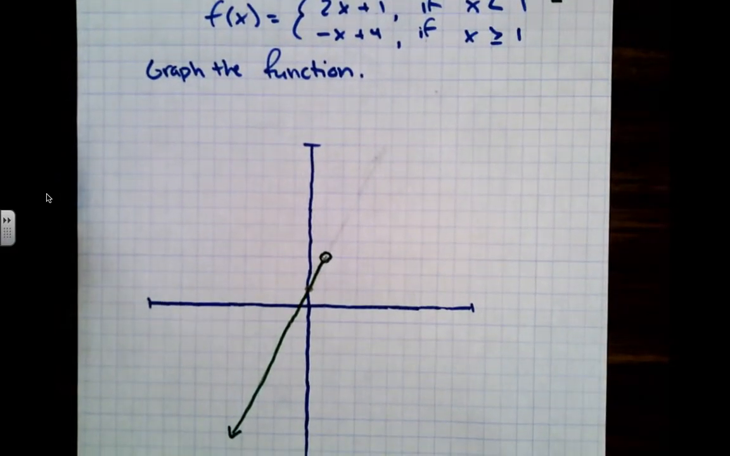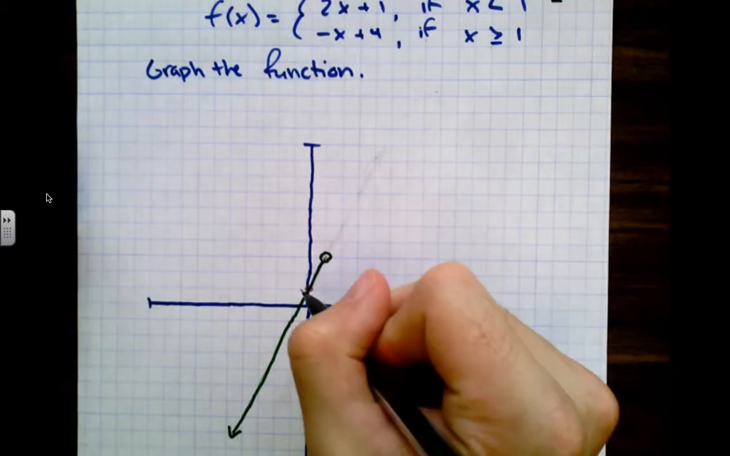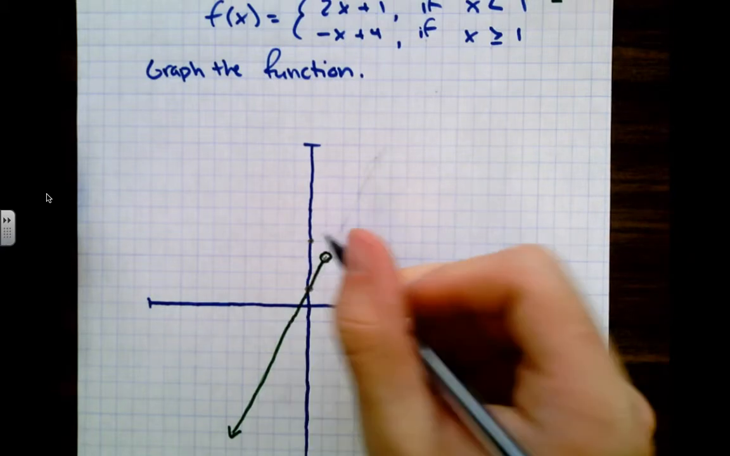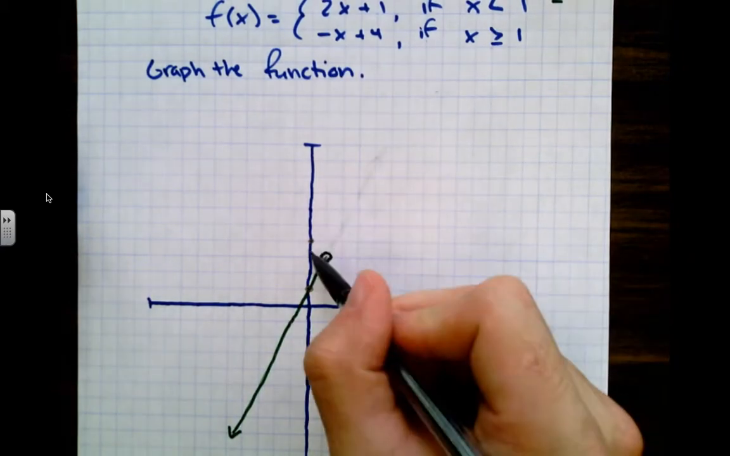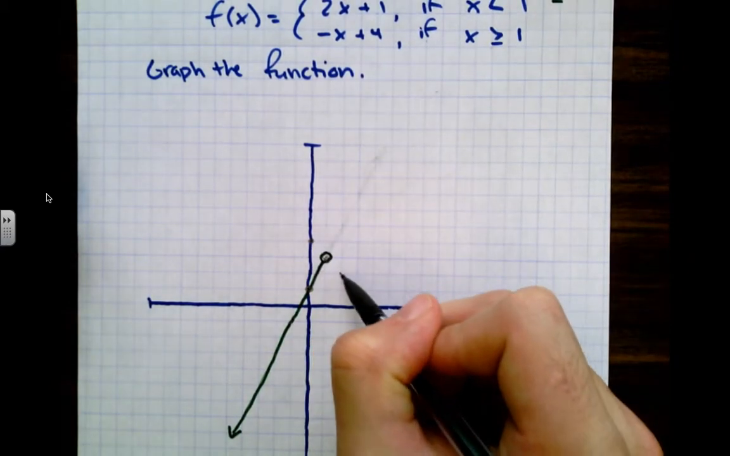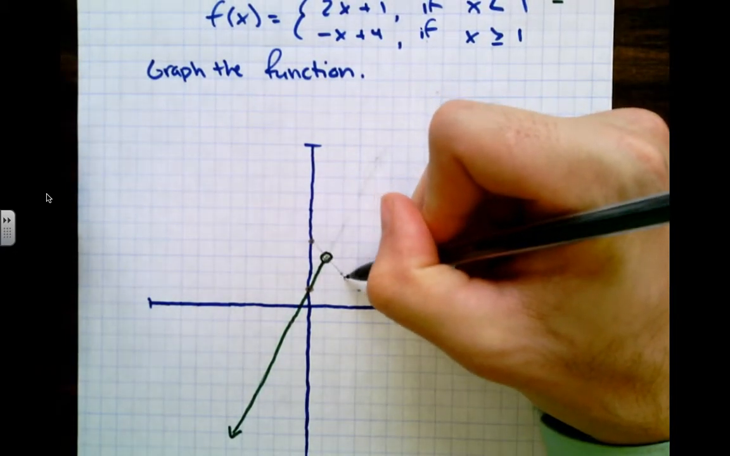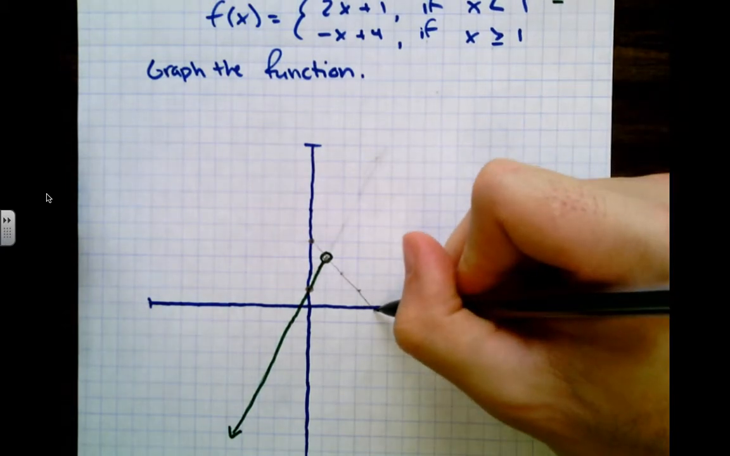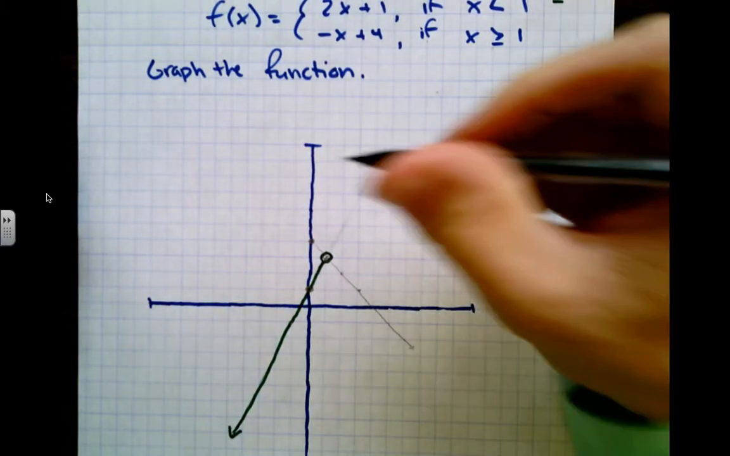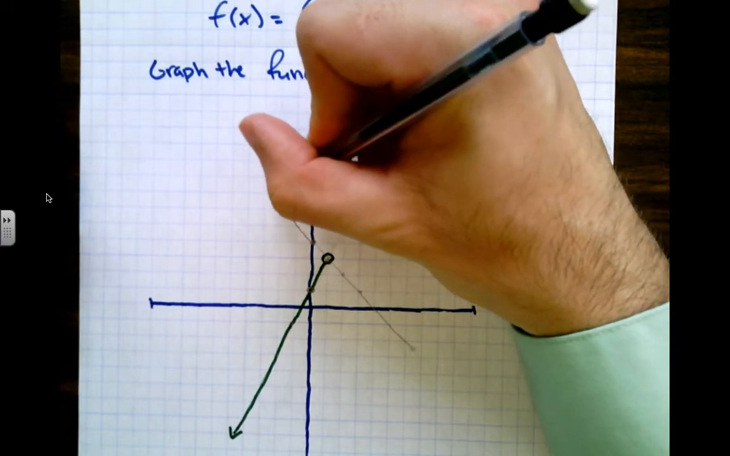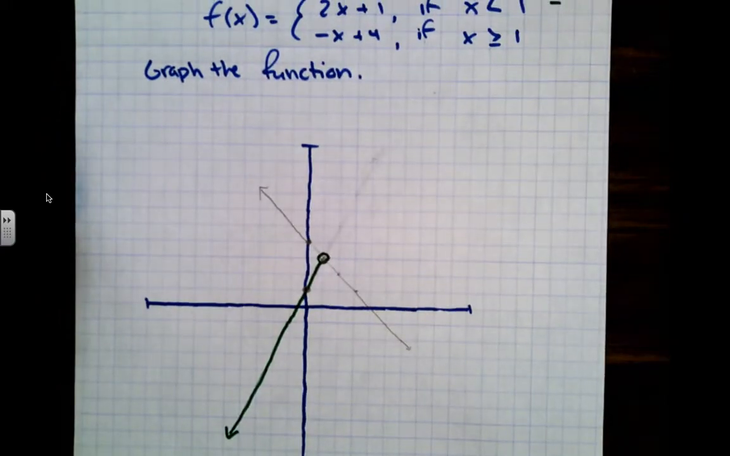Now we're going to graph the second half. We're going to graph negative x plus 4, so my y-intercept is 4. Go ahead and graph that. My slope is negative 1, so I will go down 1, right 1, down 1, right 1, down 1, right 1. Now I'll do the same thing as before, and sketch that line going in both directions.